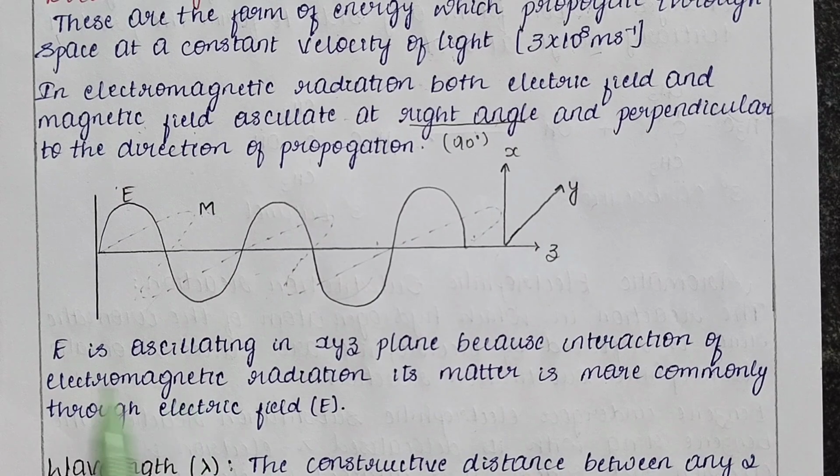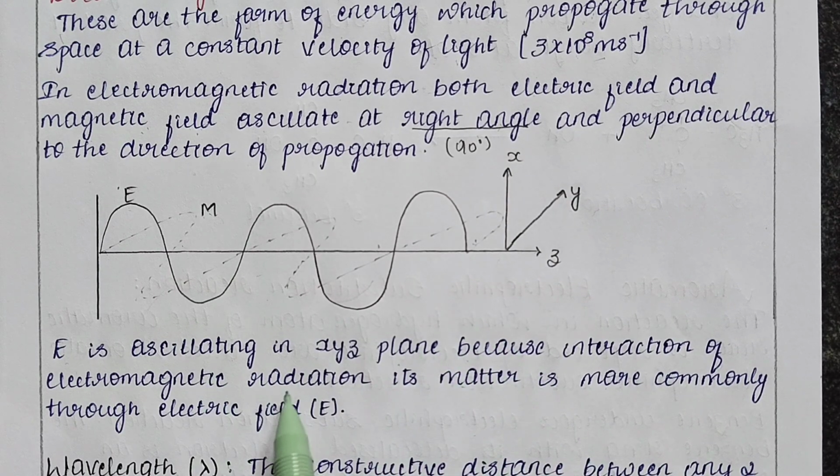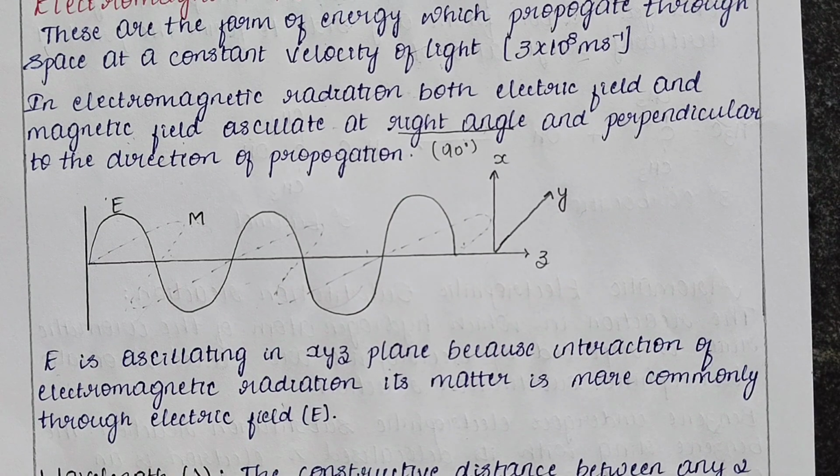Here E, that is the electric field, is oscillating in the XYZ plane, because the interaction of electromagnetic radiation with matter is more commonly through the electric field. So usually in spectroscopic studies we will majorly consider the electric field rather than the magnetic field. The magnetic field is also used in other types of spectroscopy, which we'll be studying further.